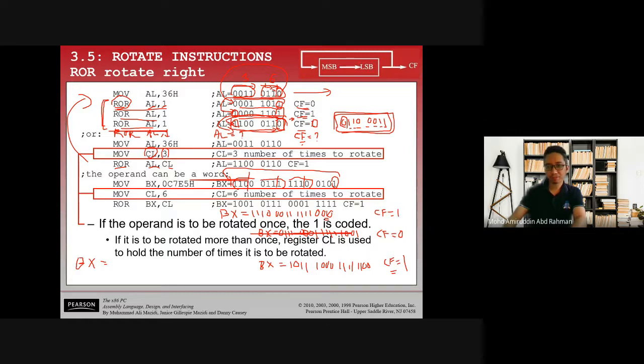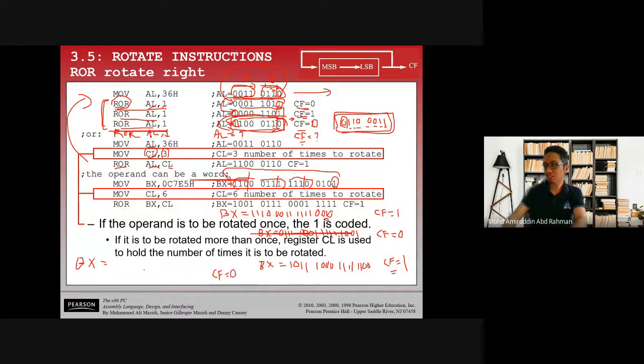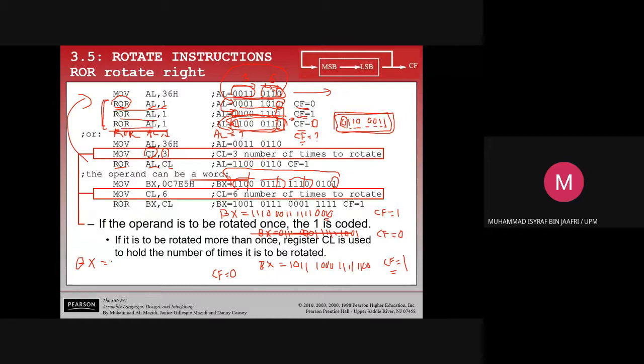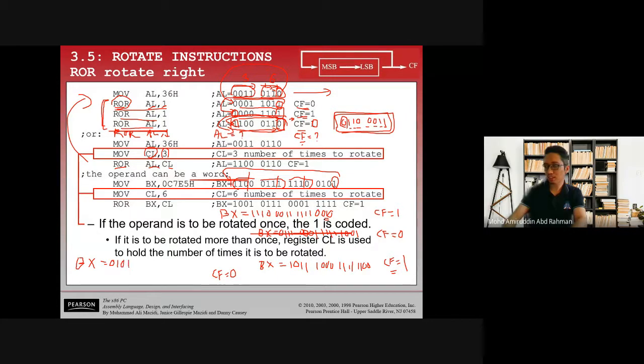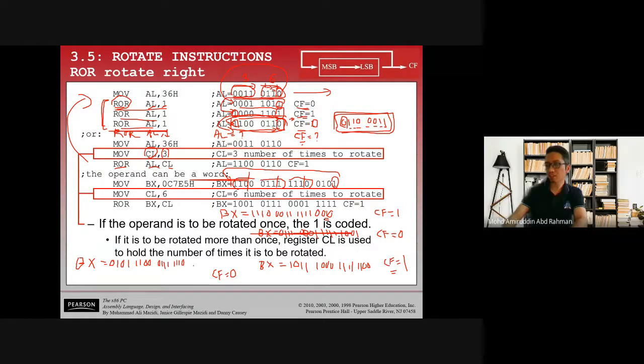Anyone want to try? You can raise your hand. Isma, you already got the marks. Okay, Ishraf, what's the CF? The CF is 0. So what's the BX? 0101, 1100, 0111, 1110. All right, good. So we already have 1, 2, 3, 4, so we have 4 BX. Number 5, who wants to try? Thank you, Ishraf.